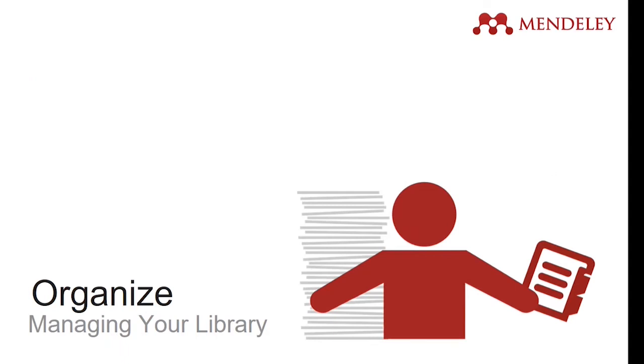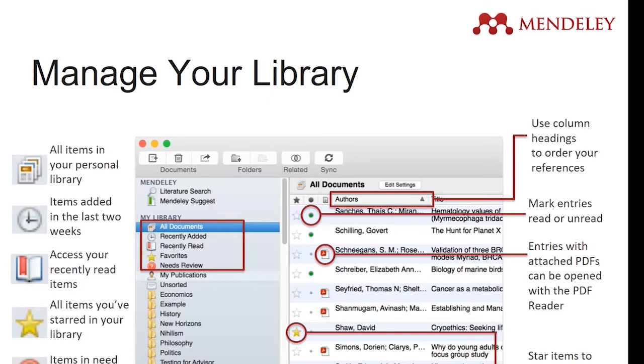Organizing, how to manage your library. Basically, this is an explanation of the icons and the features available in Mendeley. You can see the list of papers representing all documents. When you click this icon, you can see the list of papers that you have already downloaded over the years, so you can find all the items in your personal library. And you can click the clock icon to see the items that have been added recently, in the last 2 weeks.